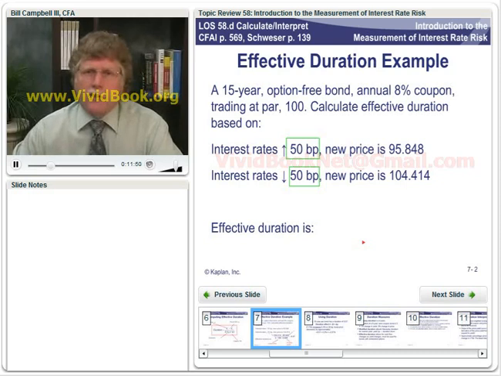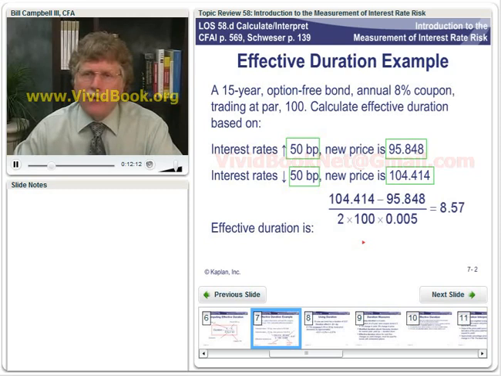When the yield goes up 50 basis points, the price drops from 100 down to 95.848. When the interest rate, the yield to maturity, goes down 50 basis points, the price goes up from 100 up to 104.414. Now all we have to do is take all these numbers and put them into our formula.